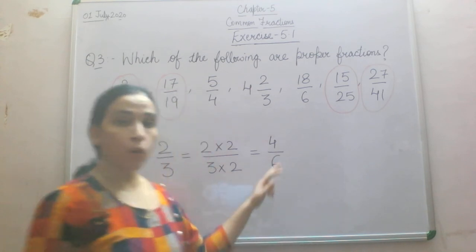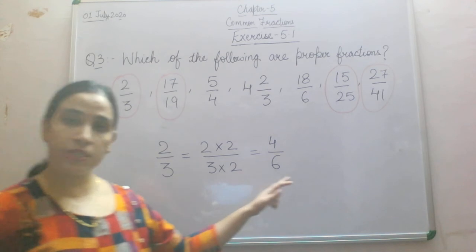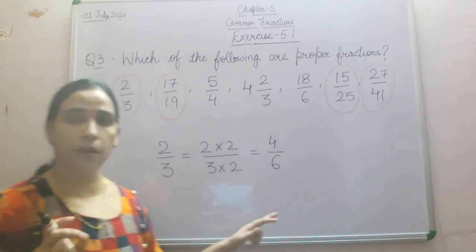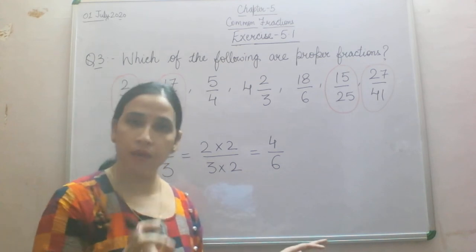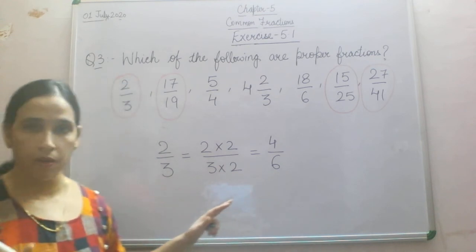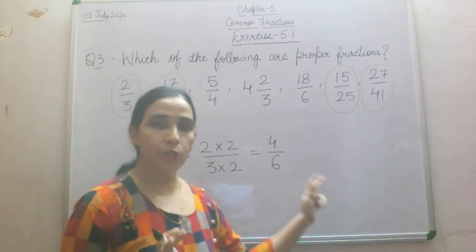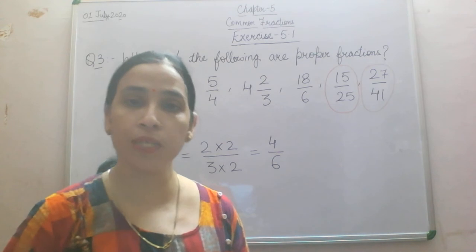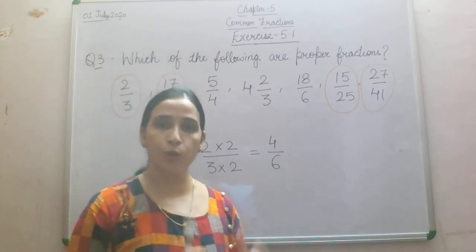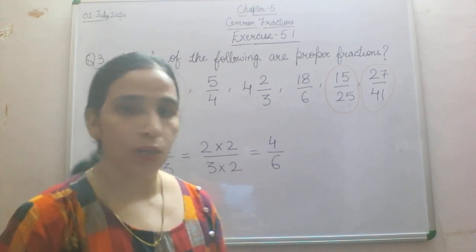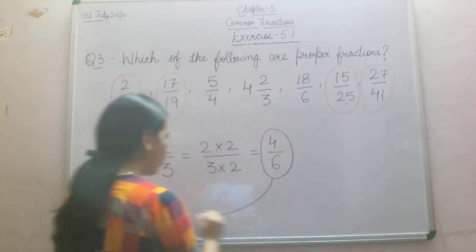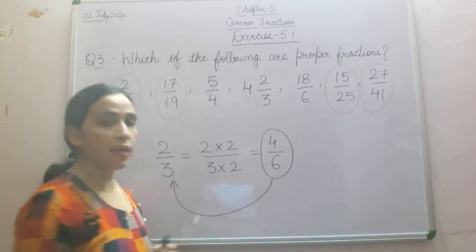Now 4 by 6, if I am going to reduce this fraction, reduce means dividing a fraction's numerator and denominator by a common number. That is called reducing or converting a fraction into its lowest term. Fine. So now here 4 by 6 is equivalent to 2 by 3.